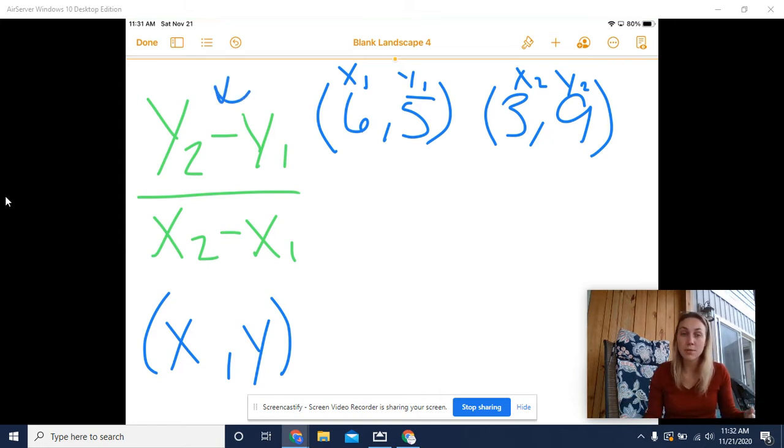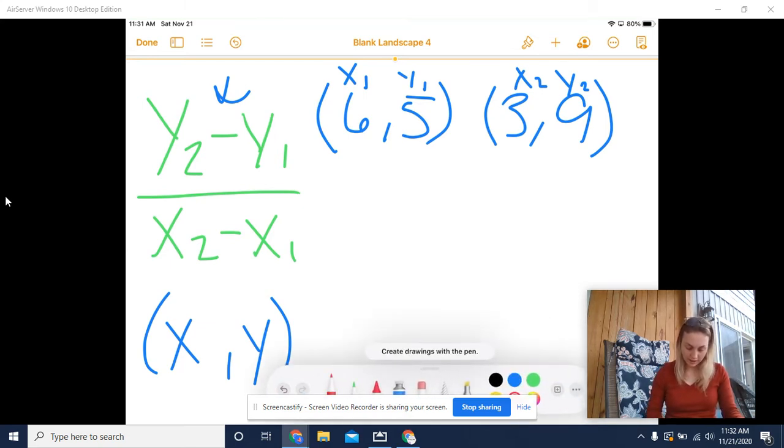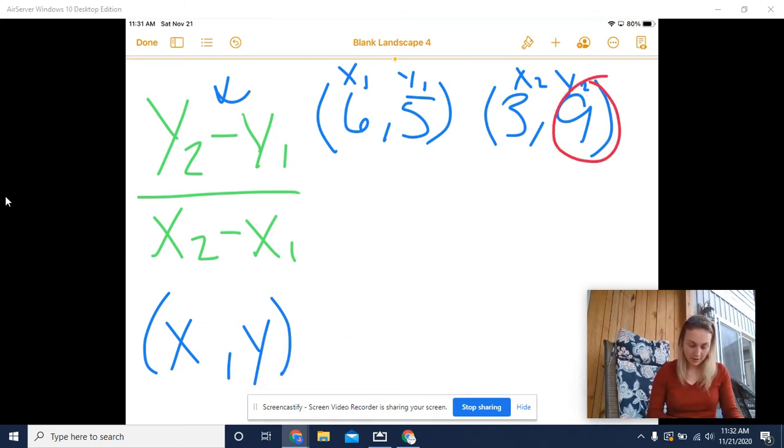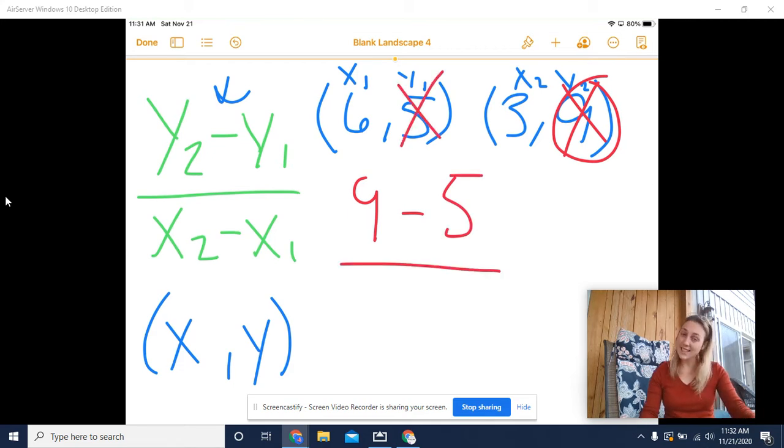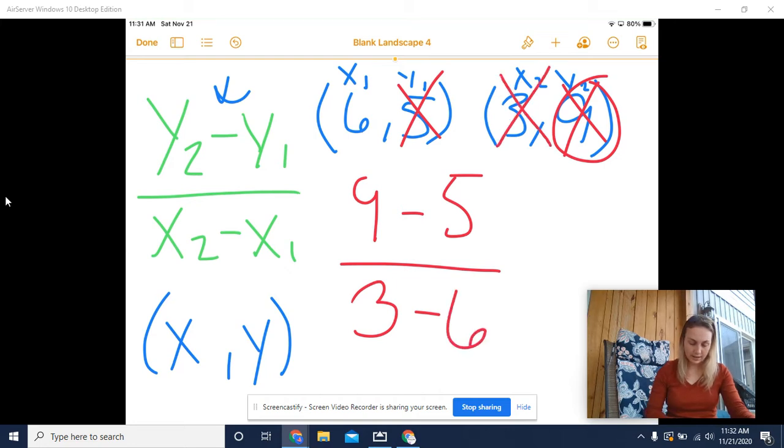First part of the slope formula is y2. I decided to make it 9, so I'll put 9 minus, and I'll mark that out, y2 minus y1. y1 is 5, so I'll mark that out. And then it's x2, which is 3, minus x1, which is 6. And once I have those in, I can just simplify.